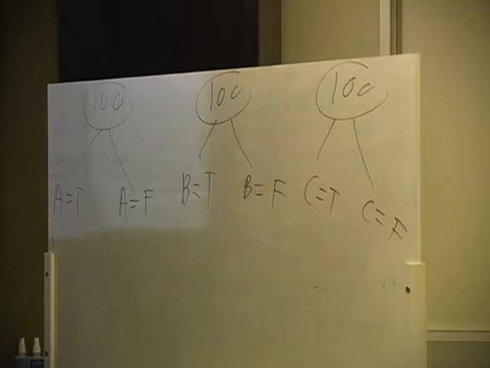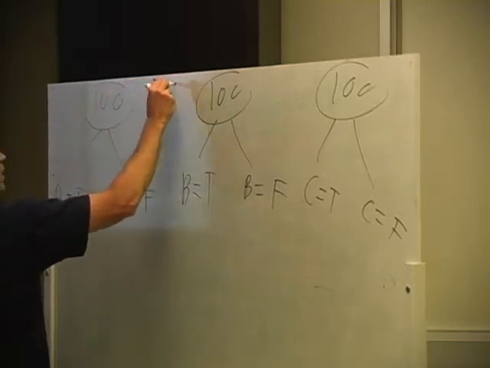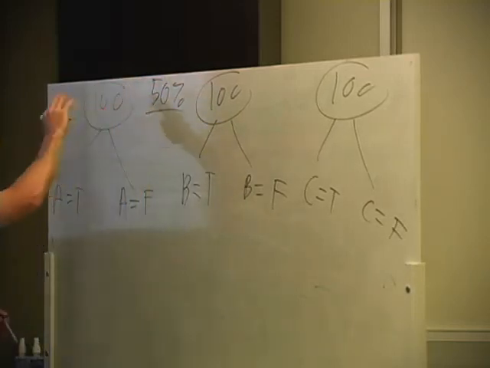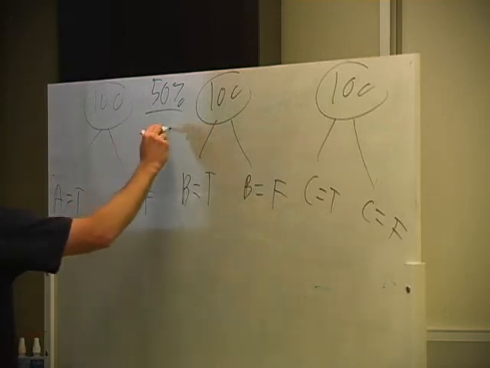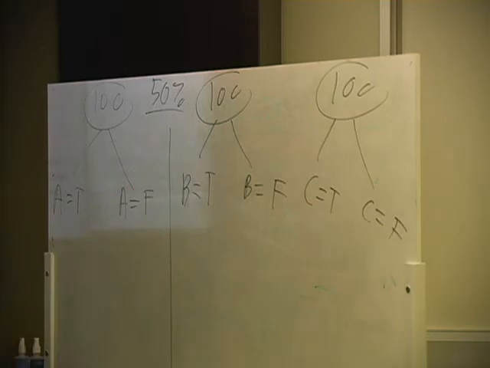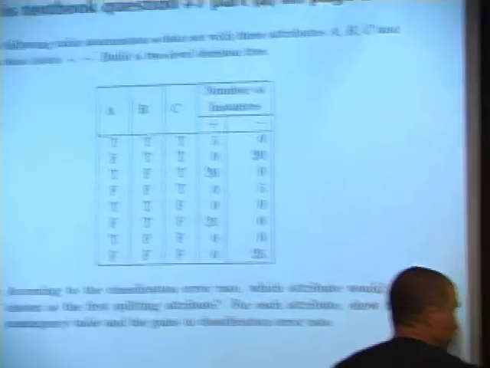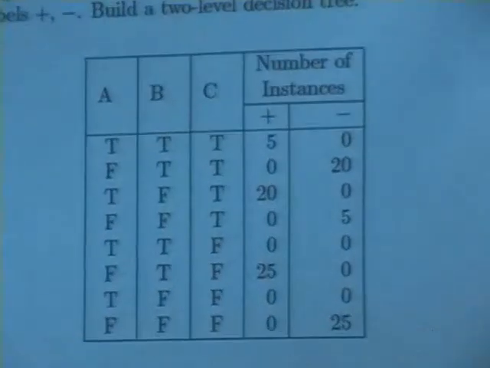The first thing to note is that initially, misclassification error is at 50%. If I had to pick the majority class here, there's 50 here and there's 50 here, so it doesn't matter. Either way I do it, I'm going to get 50% error. So initially, I'm at a 50% misclassification error rate in the initial node, before I start splitting at all. Then we just want to see how each one of these does. If I look at A, A can either be true or false.